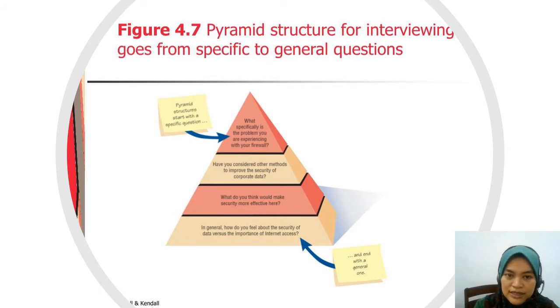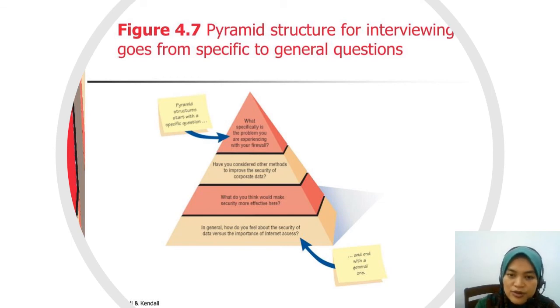Yeah, so this is a pyramid structure for interviewing. It goes from specific to general questions. So closed questions, and then it goes to open-ended questions at the end. Here it said the pyramid structure starts with a specific question. For example, what specifically is the problem you are experiencing with your firewall? So you need to answer in very simple terms. What is the problem?